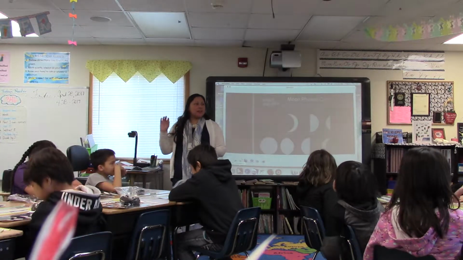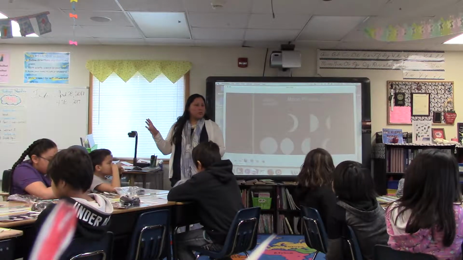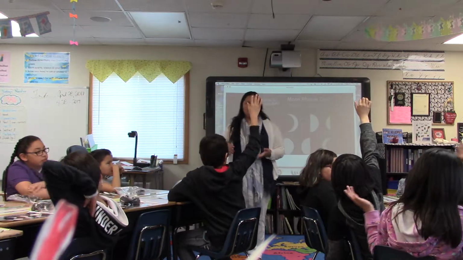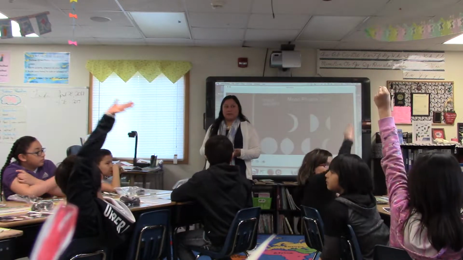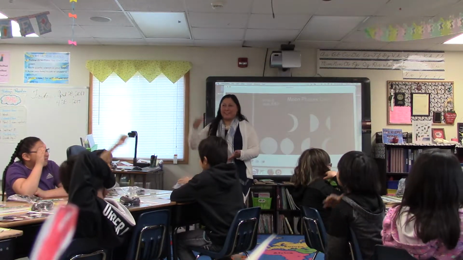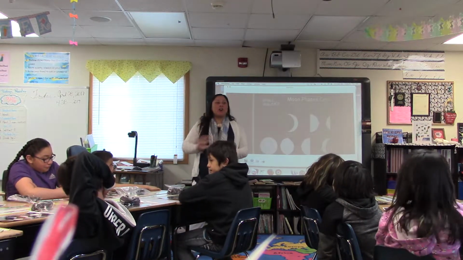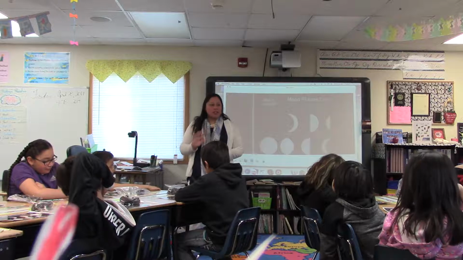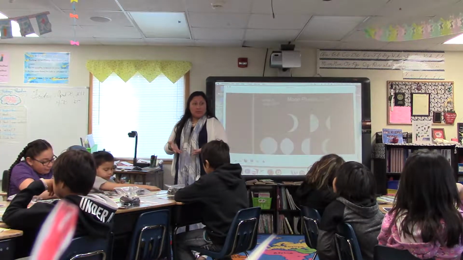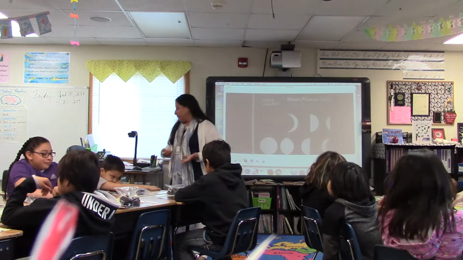So is the sun showing on the moon when it's a new moon? What do you think? Raise your hand if you think it's no. Raise your hand if you think yes. Okay. Raise your hand if you don't know. That's okay if you don't know. So the reason it's all dark is because the sun is not shining on the moon. That's the shadow, right? Does that make sense now? It's a shadow, so you can't see it.